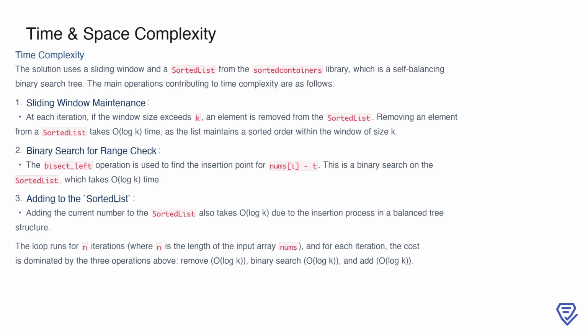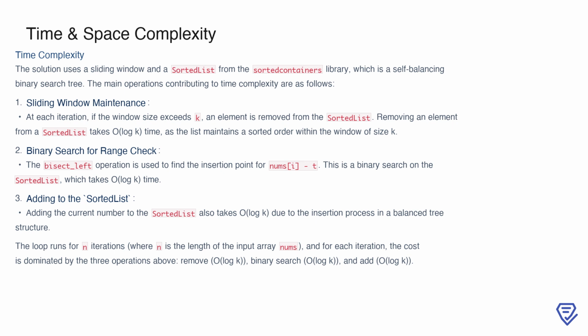Here, we're analyzing the time complexity of the solution. The algorithm relies on a sliding window approach combined with a sorted list from the sortedcontainers library, which is essentially a self-balancing binary search tree. The time complexity is influenced by 3 main operations. First, maintaining the sliding window. When the window size exceeds k, an element is removed from the sorted list, which takes O(log k) time because the list must maintain its sorted order.